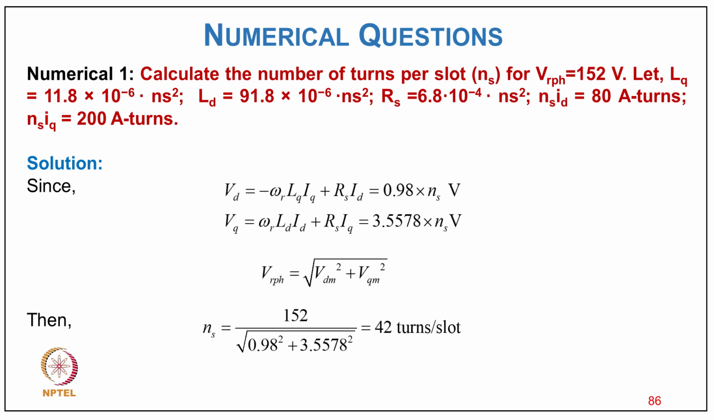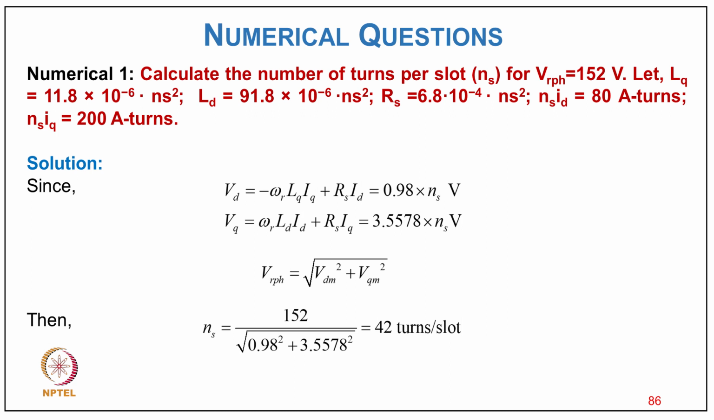So example, with the numerical one, calculate the number of turns per slot NS for V phase equal to 152. Let LQ equal to 11.8 into 10 power minus 6 NS square and LD equal to 9.18 into 10 power minus 6 NS square. RS equal to 6.8 into 10 power minus 4 NS square and ID equal to 80 ampere turns and NS IQ equal to 200 ampere.